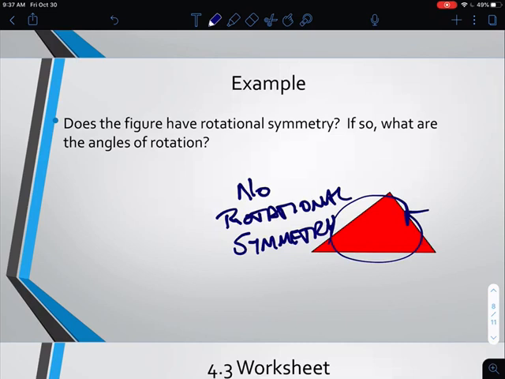So that's another thing to keep an eye on with different shapes as you spin them. If you never get that same object back, it just means there's no rotational symmetry. If you do, count how many times it happens. That's going to tell you your angle of rotation.